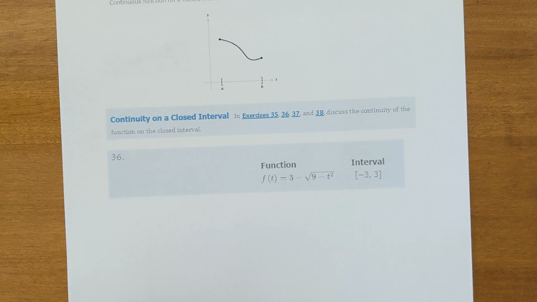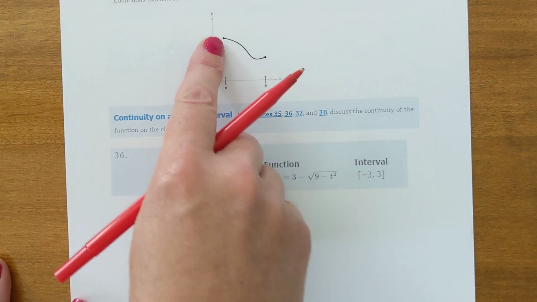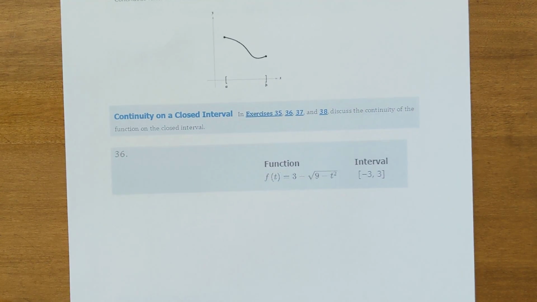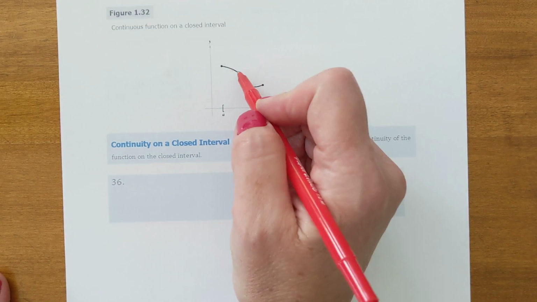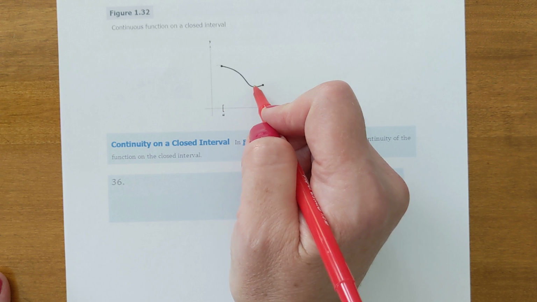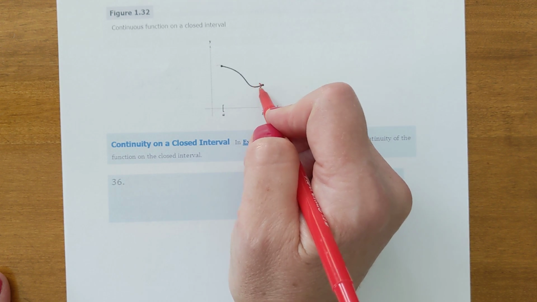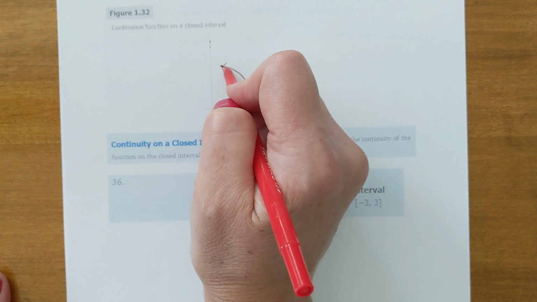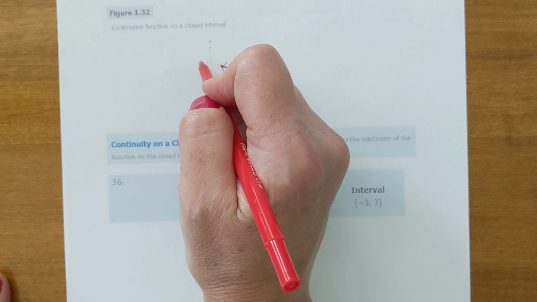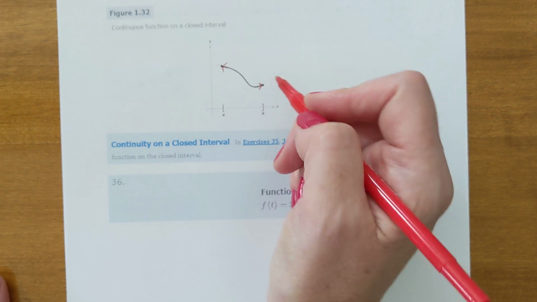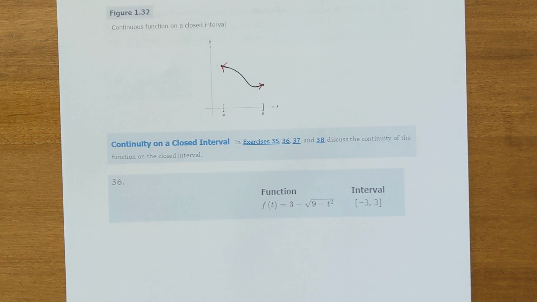So even though it doesn't keep going over there, it's continuous on that interval because it has a limit from the left. Well, it has a limit going this way, and it has a limit going that way, to the right, and this way going to the left. It's got a point that it's coming close to.